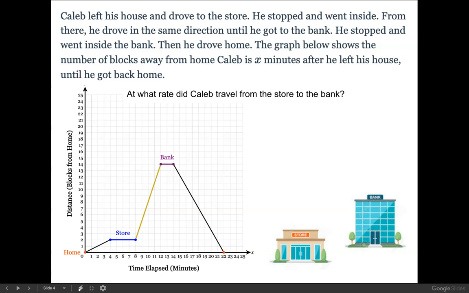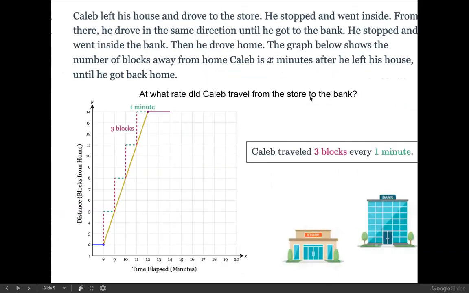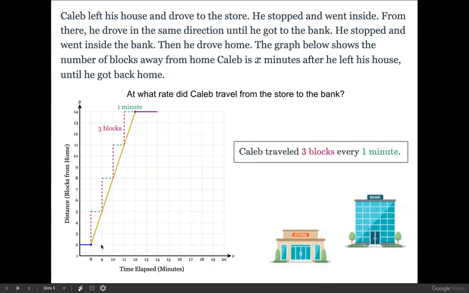So we read the problem the first time. We could reread the problem the second time to identify each parts of the graph. We have our home when he stopped at the store and bank. We're reading the second time to identify those. And now we answer the question. At what rate did Caleb travel from the store to the bank? Let's zoom in on that portion of the graph.